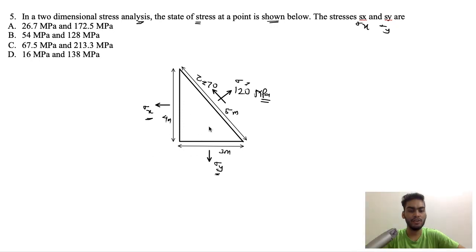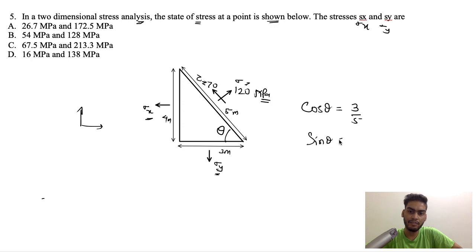So we can resolve these forces in the horizontal direction and in the vertical direction to obtain the value of sigma x and sigma y. These lengths of the sides are given. So this angle, if we say it is theta, then cos theta will be equal to 3 by 5 and sin theta will be equal to 4 by 5.